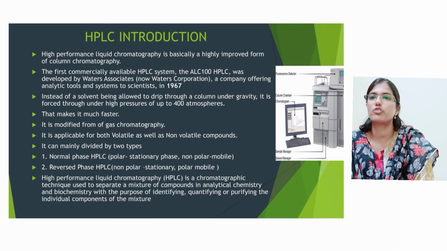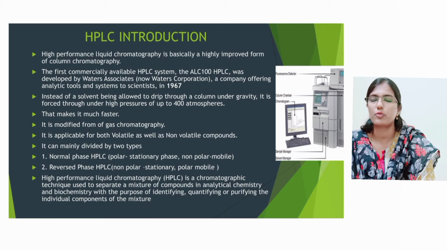It is a modified form of column chromatography. It is applicable for both volatile as well as non-volatile compounds, and it can be majorly divided into two types. Those are normal phase HPLC, where we have a polar stationary phase and non-polar mobile phase. The other one is reversed phase HPLC, where we have a non-polar stationary phase and polar mobile phase.